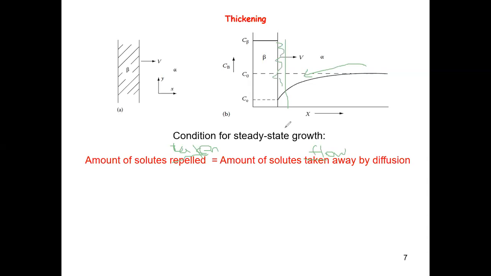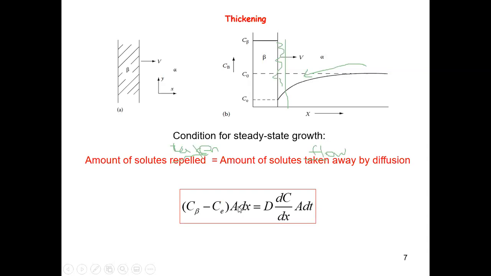Okay, and in this process, if you want this process to occur at a steady state rate, you have to make sure that this conservation equation is satisfied. Okay, so based on this consideration, we actually had this type of equation many times. Basically, this is the amount of solutes you have to take, or receive by the beta phase in order for it to grow, right?